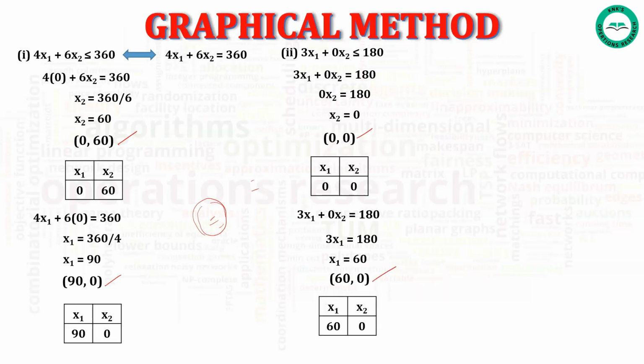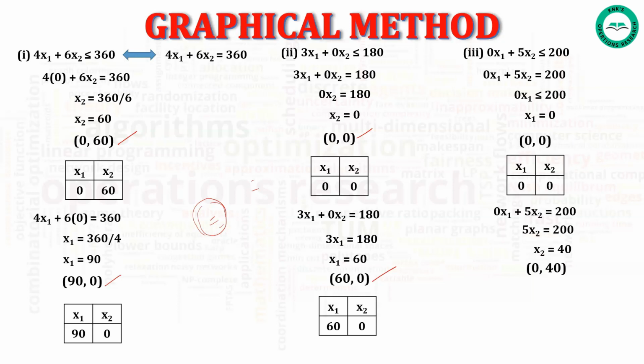And similarly for 5x2 less than or equal to 200, we'll get the two coordinates, that is 0 comma 0 and 0 comma 40. So totally we got 6 coordinates. So 6 coordinates can be converted into 3 lines. Now let us plot all these coordinates in the graph.